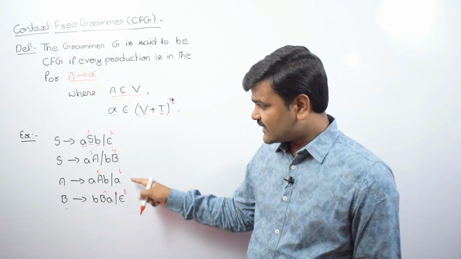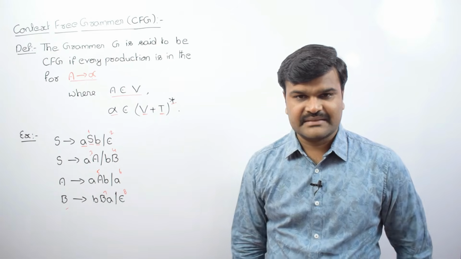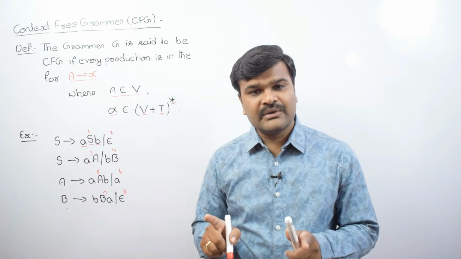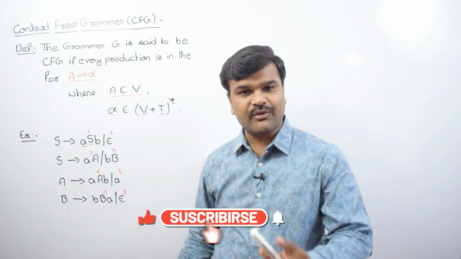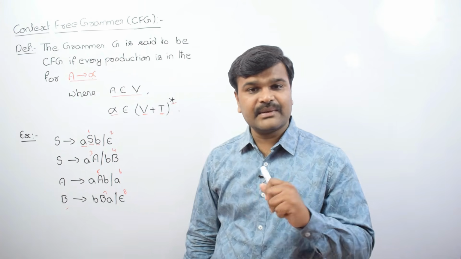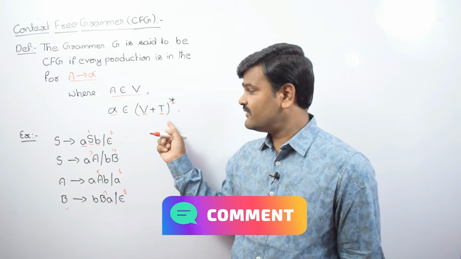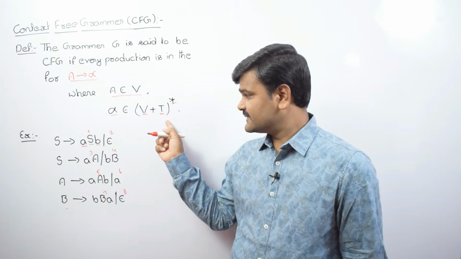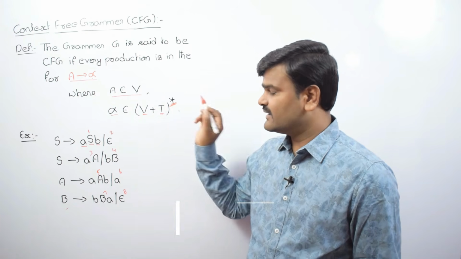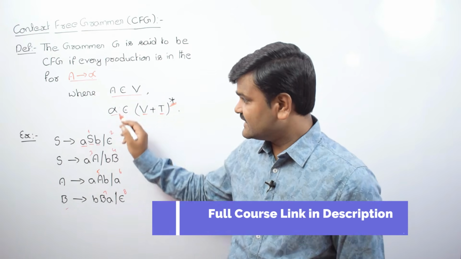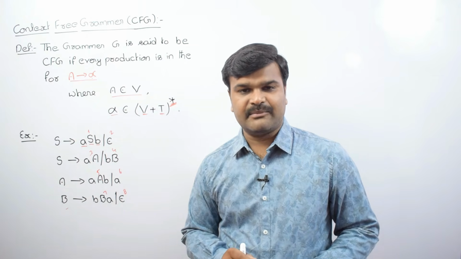So, if every production is in this form, then you can call that grammar a context free grammar. The LHS part of every production must have only one variable, that is, one non-terminal. Then the RHS part is a combination of both variables and terminals, that means non-terminals and terminals, and sometimes zero length also, that is epsilon, which is what the closure is talking about. Okay. So, if every production is in this form, then you can say this grammar is actually a context free grammar.